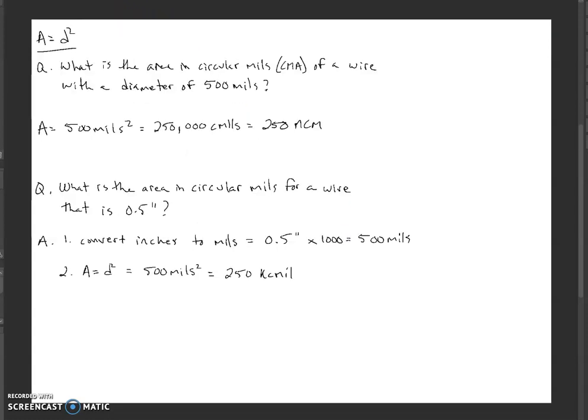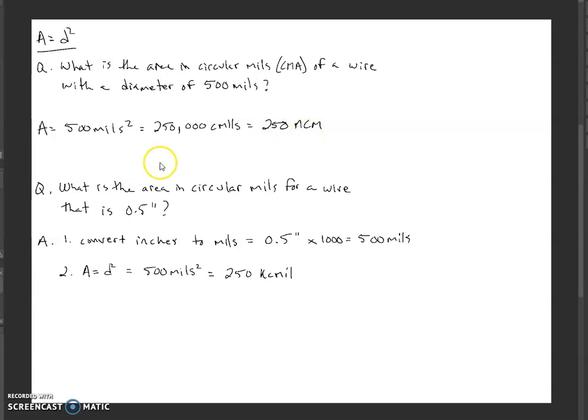So if we continue, just a couple of questions here. What is the area in circular mils of a wire with a diameter of 500 mils? Notice this is already converted from inches into mils. If I wanted to ask how much 500 mils was in an inch, we just divide this by 1,000. So 500 mils squared gives us 250,000 circular mils, otherwise known as 250 MCM.